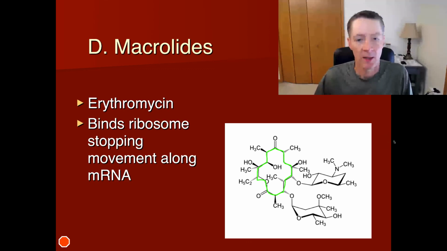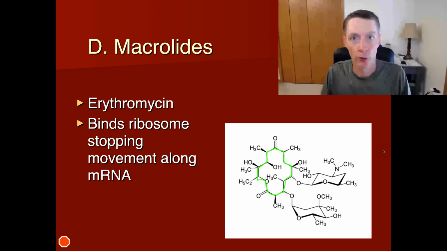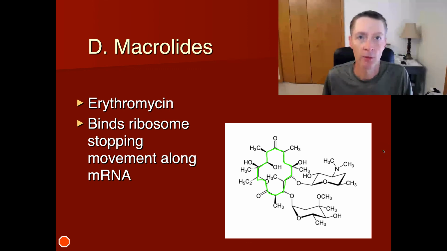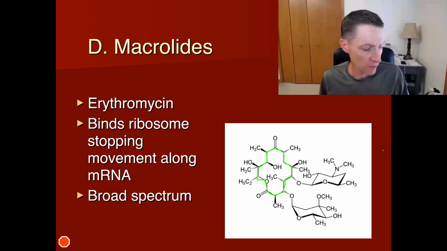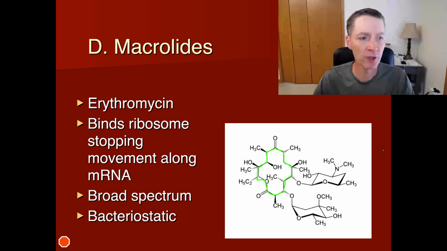This binds and stops the movement along the mRNA, so the ribosome can't move. If it can't ratchet along to those codons, right, each 3 of those nucleotides in the RNA are going to code for amino acids, then it can't read the code, right? So if it can't move, can't make a protein. These are rather broad spectrum and bacteriostatic typically. These are mostly more effective against gram-positives. I'm not sure why, but they're a little bit narrower spectrum than some of the other protein synthesis drugs.